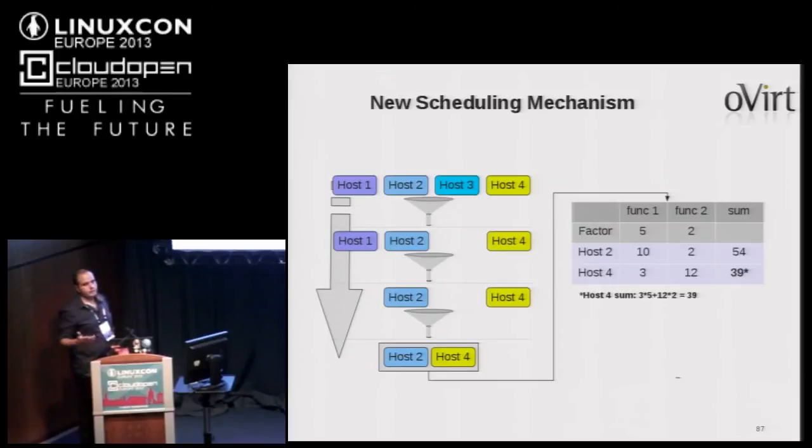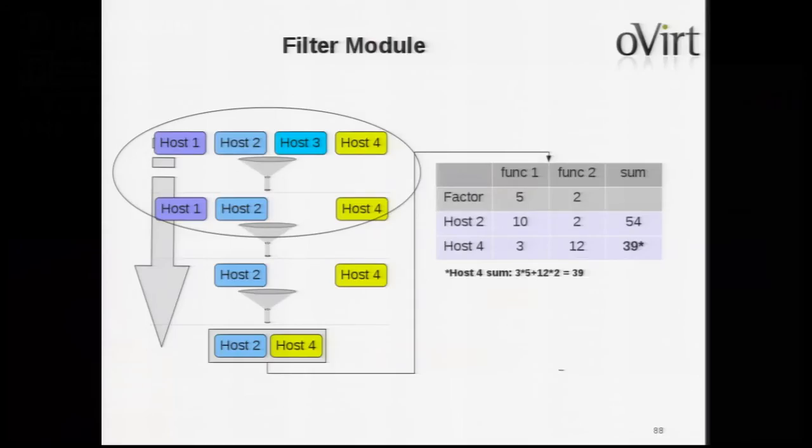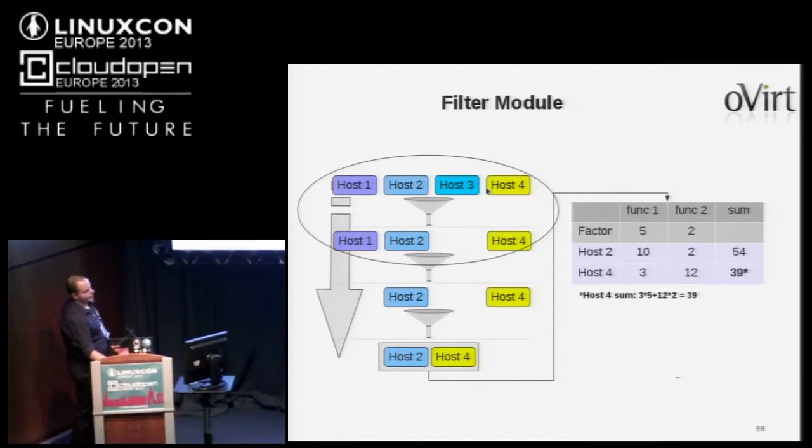The new scheduling mechanism, again introduced in oVirt 3.3, gives you a way to do that, through several mechanisms. One of them is a filter module. A filter module, as you see in the slide, allows you to filter out hosts that you don't want the VM to run on, for one reason or another. For example, I started with four hosts. The first filter filtered out host number three, and the second one filtered out host number one as well, so I was left with two hosts that are available to run my VM.